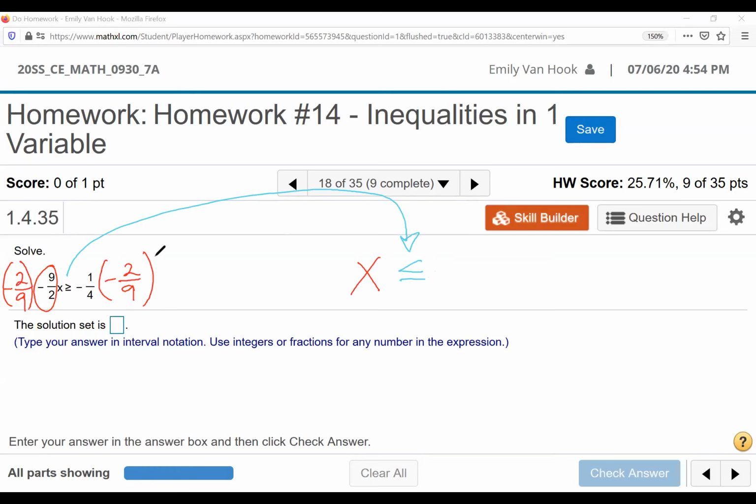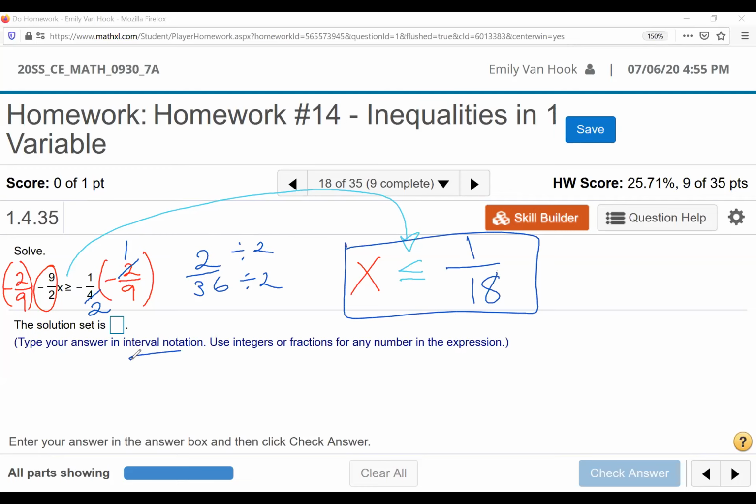And now let's simplify what's on the right side. Negative 1/4 times negative 2 over 9. Negative times negative is positive. The 2 and the 4 can reduce by 2. So it becomes, let's see, 1 over 2 times 1 over 9 is 1 over 18. So x is less than or equal to 1 over 18. Okay, if you didn't reduce, it would be 2 over 36. And then you could just reduce by 2 at the end. So x is less than or equal to 1/18.